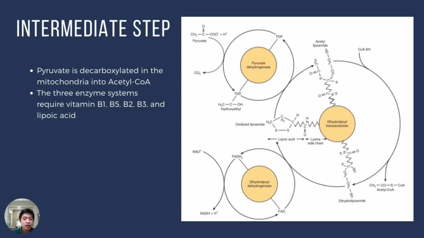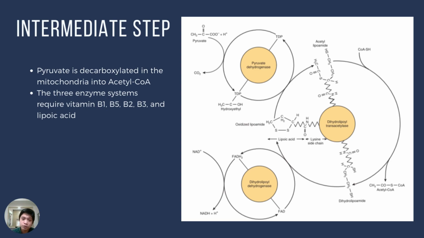So let's first look closely into the images. You have the starting molecule or reactant pyruvate. By the action of thiamine diphosphate, TDP, that pyruvate is converted into hydroxyethyl. Hydroxyethyl, by removal of carbon dioxide from pyruvate, will then be acted upon by lipoic acid.